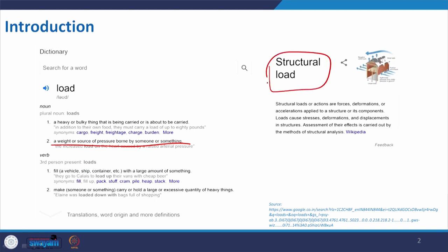What it says, structural loads or actions are the forces, deformations or accelerations applied to a structure which will result in stresses, deformation, displacement of the object, etcetera. So that is the overall idea about the load. But in this particular lecture we will talk about the load applied on structures in reference to buildings especially, and sometimes we will also discuss other structural elements and other architectural components. So let us move on.